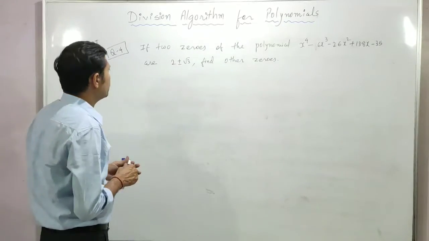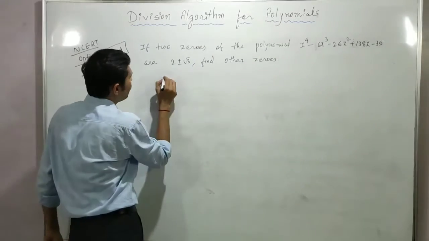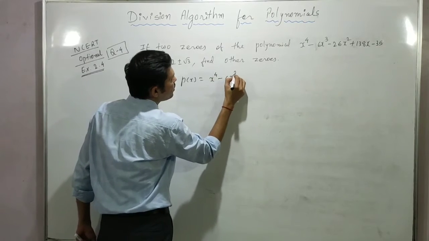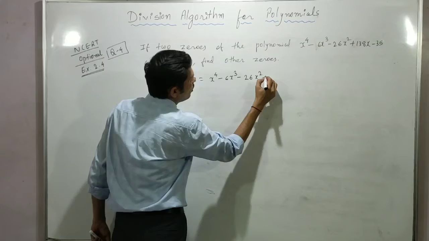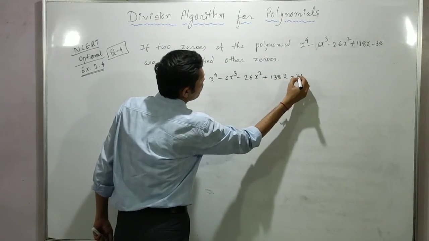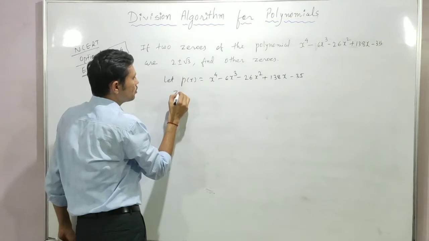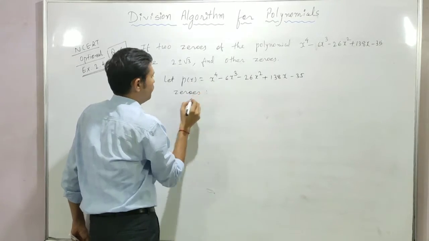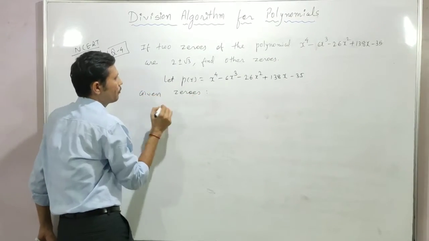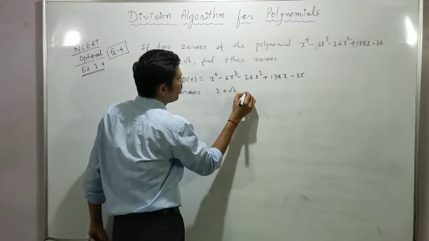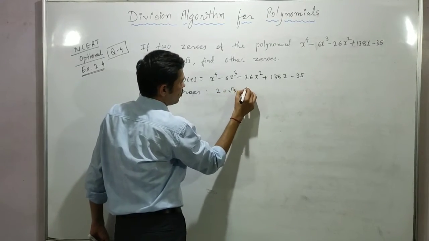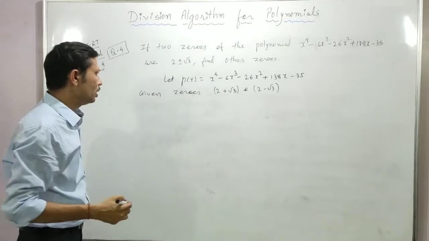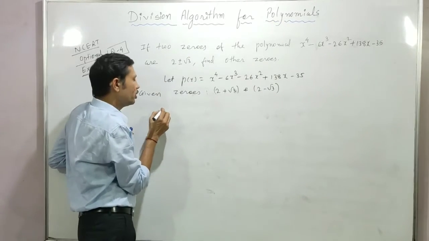So as we know, first of all, let the polynomial p of x be equal to x to the power 4 minus 6x cube minus 26x square plus 138x minus 35. Okay, now the given zeros, 2 plus root 3 and 2 minus root 3. These are the two zeros given to us. Now we will discuss the different method.